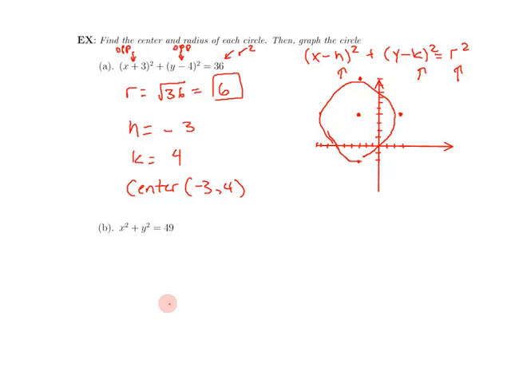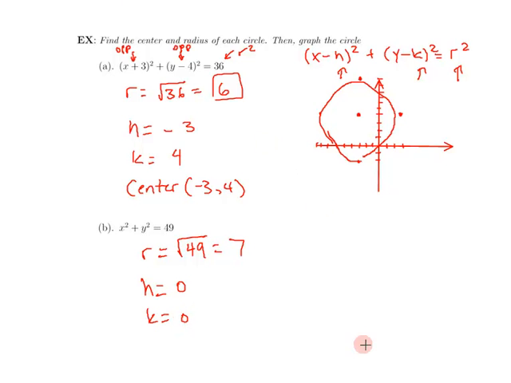Next problem. X squared plus y squared equals 49. Aha, this one's a little bit easier. But first of all, let's do the r. I think the r is always the easiest. It's just the square root of the right-hand side. So it's 7, because the square root of 49 is the number that when squared gives me 49. And what's the h and k here? Well, there is no h and k, right? There's no minus or plus inside, so it's 0 and 0.